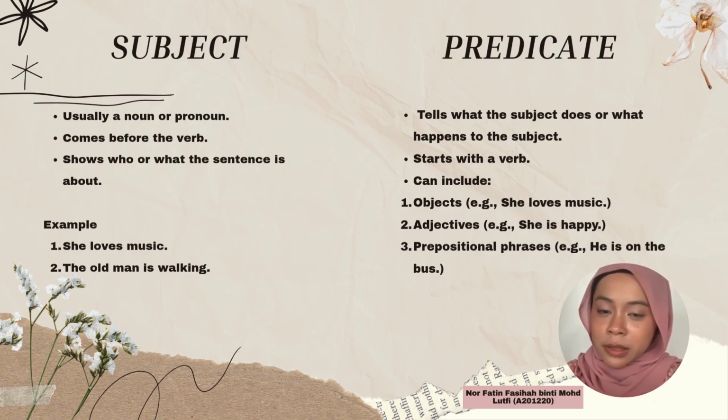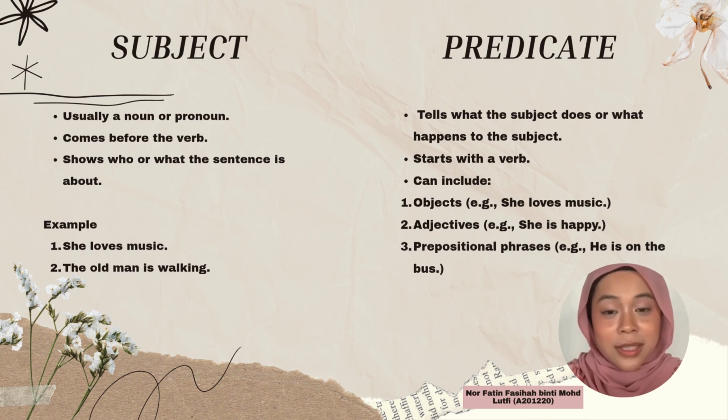Now we continue our presentation. In understanding how sentences are constructed in English, three components are essential: the subject, the predicate, and the phrase structure rules. These elements form the backbone of sentence formation and grammar.